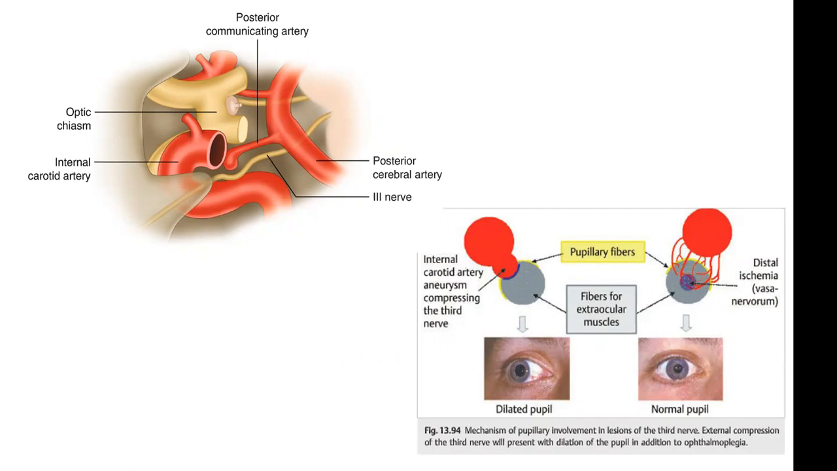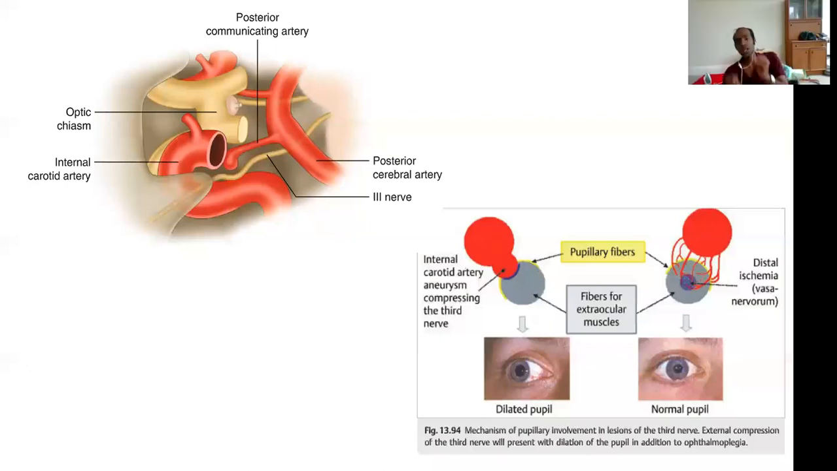So isolated third nerve palsy can also be due to diabetes and hypertension. The main difference with a PCOM aneurysm causing a third nerve palsy is that in diabetes and hypertension, the nerve is involved from inside out. So the pupils are spared. And this picture on the right lower aspect of your slide will show you the difference between that.